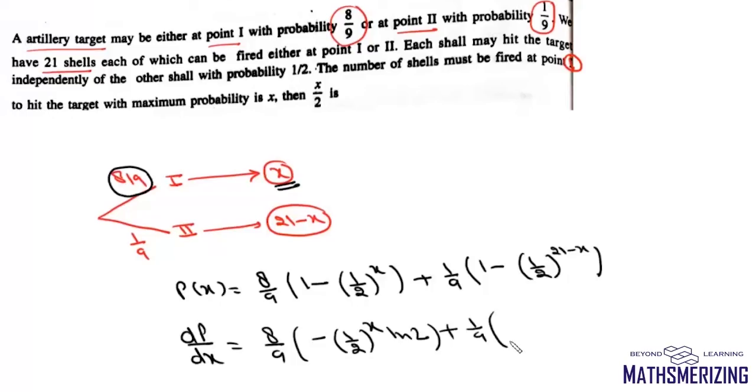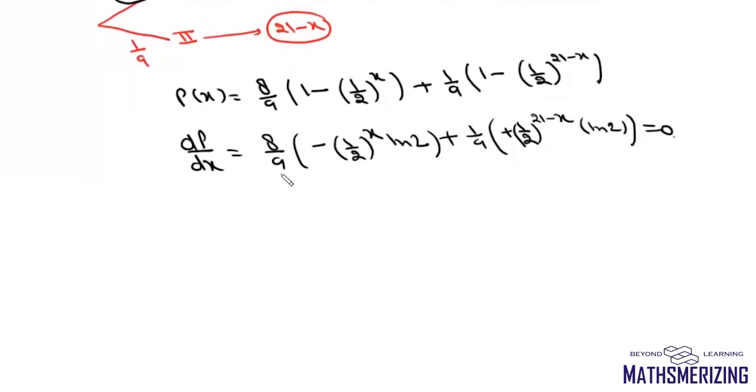plus 1 by 9, and it is minus (1 by 2) to the power 21 minus X, ln 2 into minus 1. So it will be minus minus plus 1, and it should be equal to 0. Now we put it equal to 0. This 1 by 9 ln 2 will cancel. So we'll get 8 into (1 by 2) to the power X, it should be equal to 1 upon 2 to the power 21 minus X.